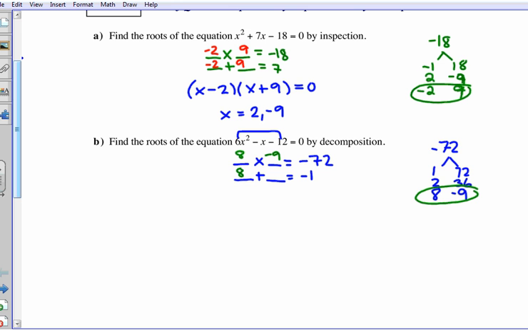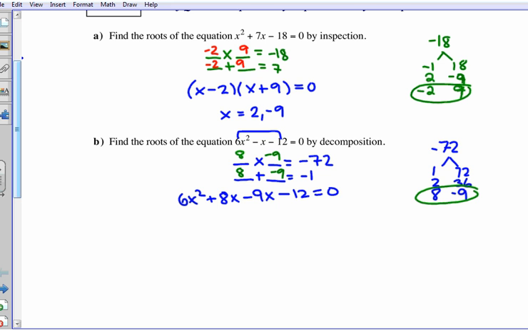Can we just go straight to putting those numbers in the bracket? No. What are we going to do? Add them into the equation. Plus 8x minus 9x. We're going to replace the middle term, minus 12. So we replace negative x with those two new numbers, 8x minus 9x. Make sure not to forget the variable.